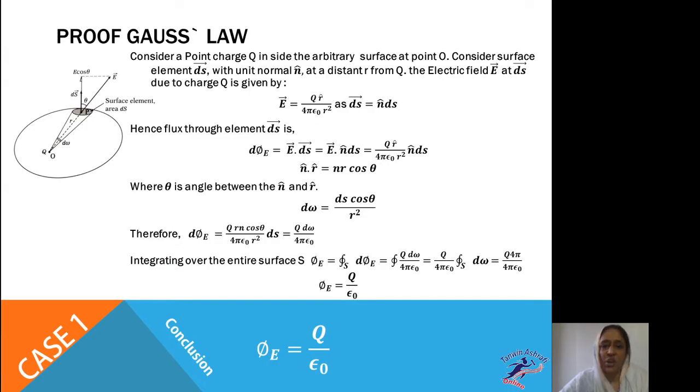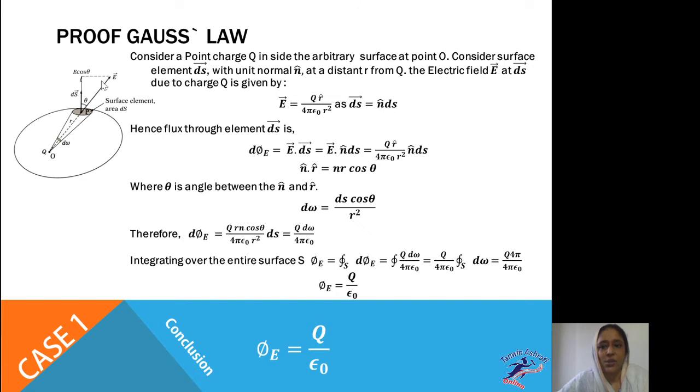Now, proof of the Gauss law. Consider a point charge Q inside an arbitrary surface, any type of surface. It doesn't matter which type of surface you choose, but a point charge Q at the point O, and take an arbitrary segment of the surface, ds. Now consider the surface element ds with unit vector n cap at a distance r from the point O, or from the point charge Q.